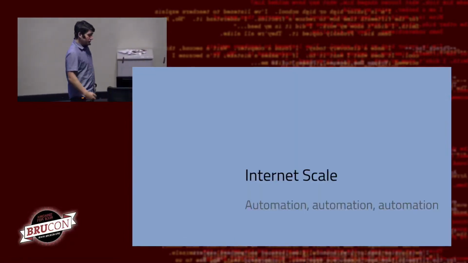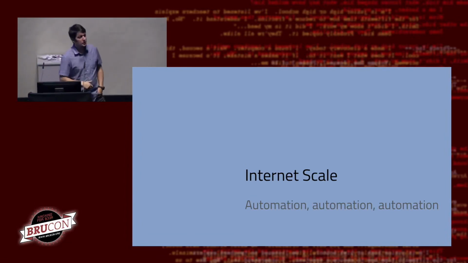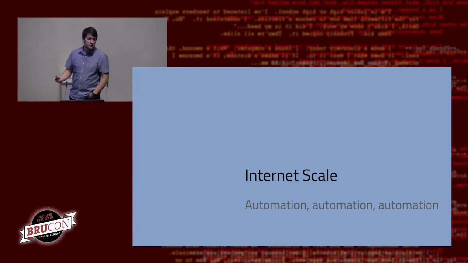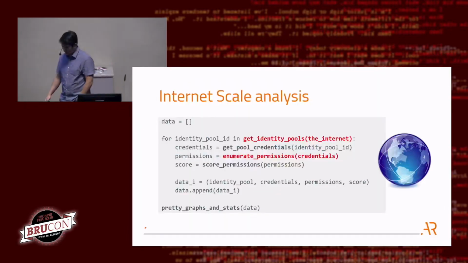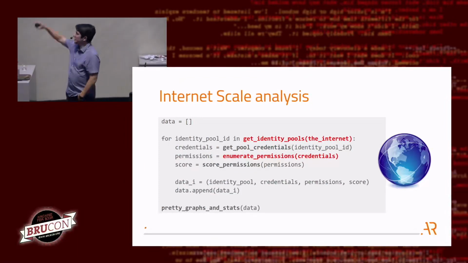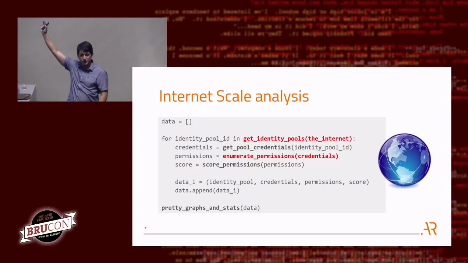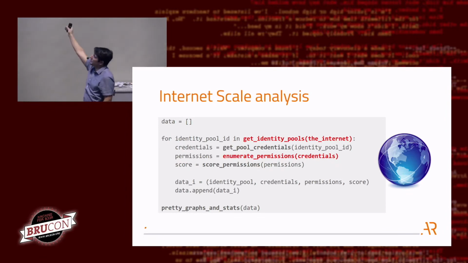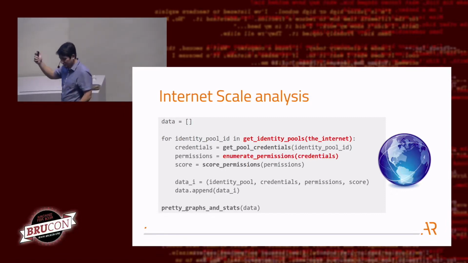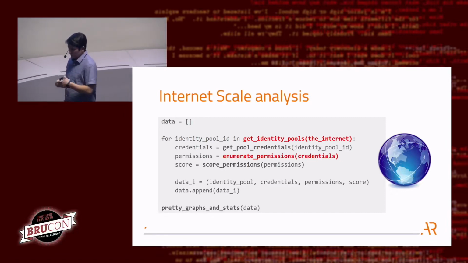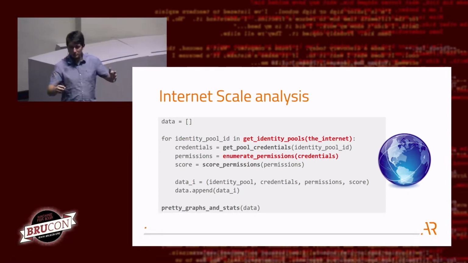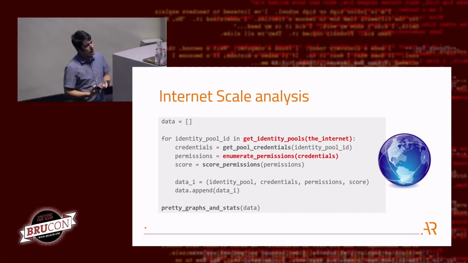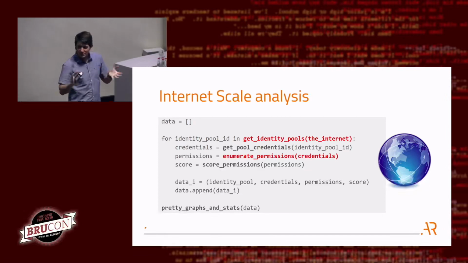All right, so now we know what Cognito is. Let's try to automate the process and take this research internet scale. And the research that I did can be summarized with one for function. First, in the first line, you see for identity pool ID in get identity pool IDs from the internet. So I'm getting many identity pools from the internet, and you can imagine that any function that takes the internet as a parameter is going to be fairly complicated.